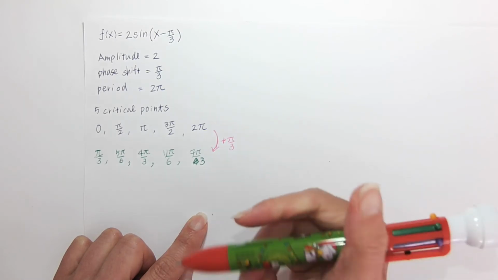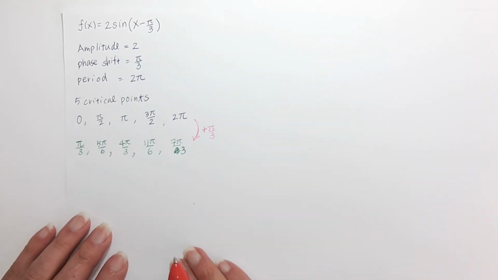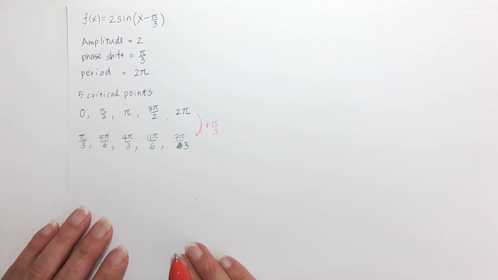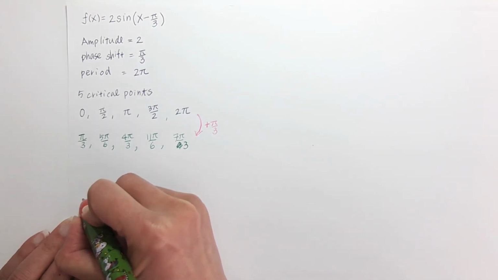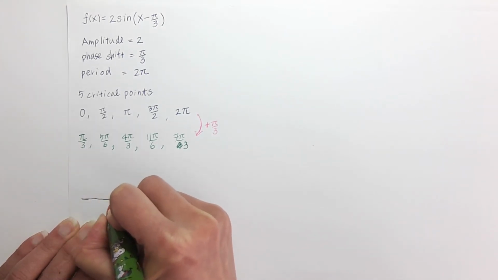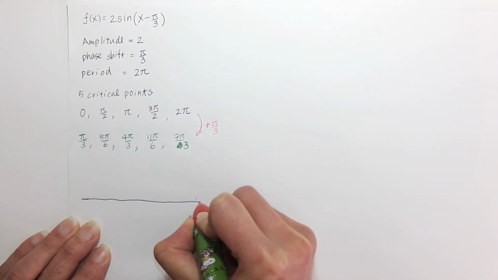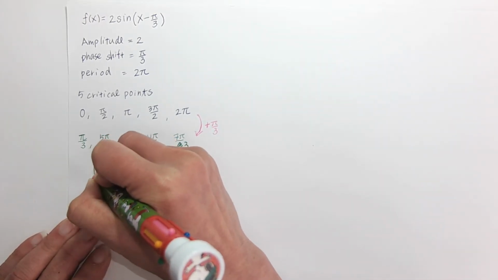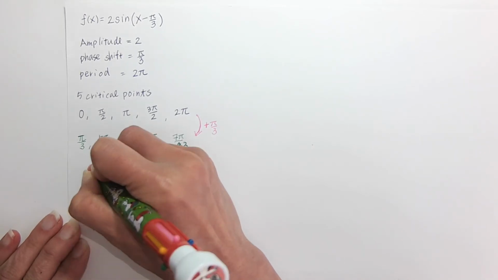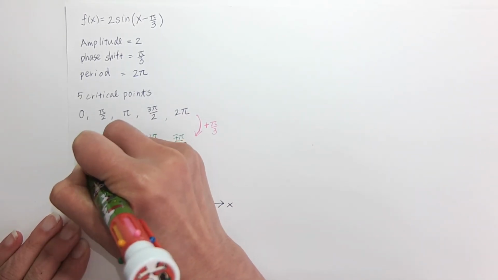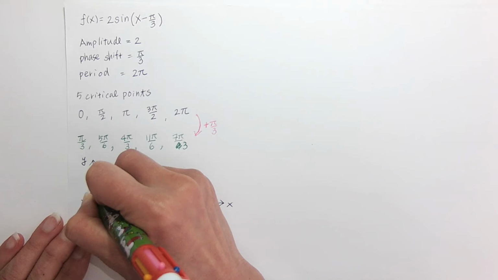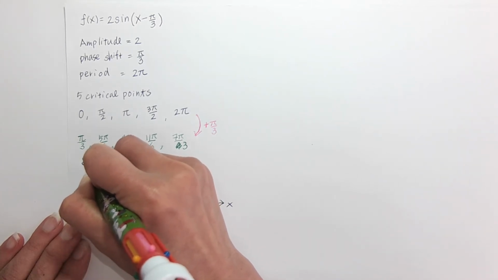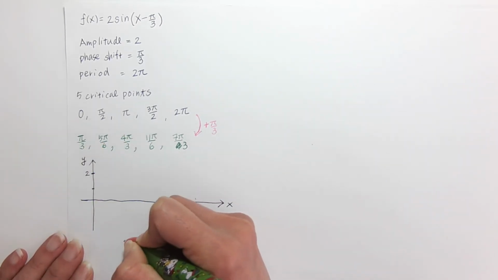We're now going to graph and label the x-axis and y-axis appropriately. And on the y-axis, instead of going up 1 like we normally would, we have an amplitude of 2. So we're going to go up 2 and down 2.